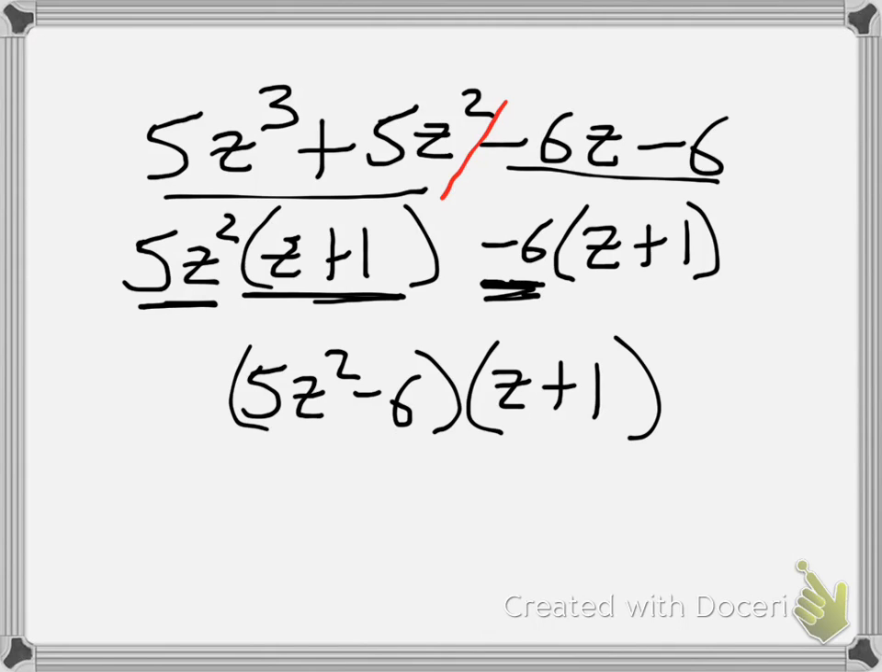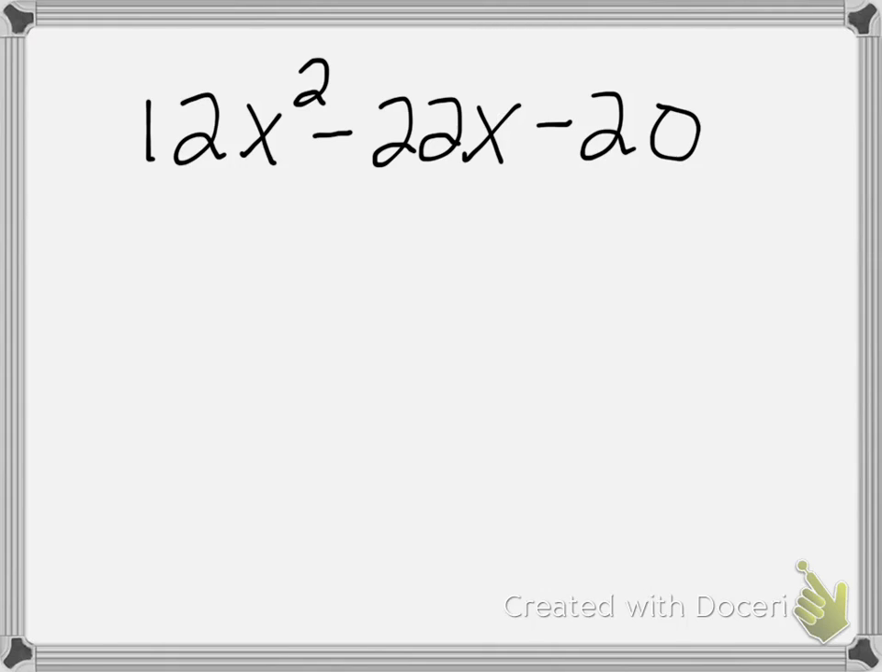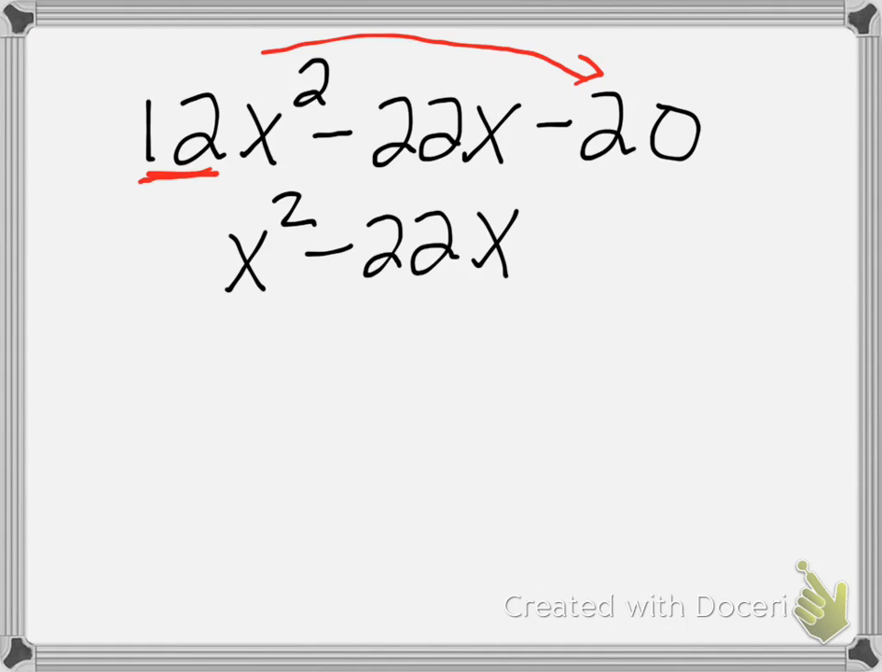Okay, moving on to number 11. Alright, so on number 11, this is going to be more of your traditional slide method. What you want to do with your slide method is, if there's a number in front of x squared, multiply it to your last term. If we do that, we're left with x squared minus 22x. And then 12 times negative 20 gives us negative 240. Alright, so now comes the fun part.